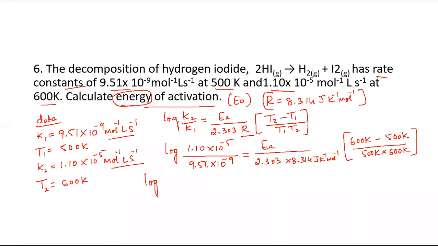So what you are going to get in the numerator is 1.10 divided by 9.51, that is 0.1156, into 10 to the power of minus 5 in the numerator. If this goes to the numerator, it becomes plus 9. When the bases are the same, the powers can be added, right? That you have learnt in your 11th class. This is equal to EA divided by the denominator value.